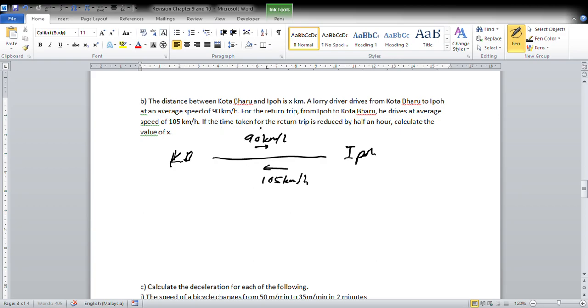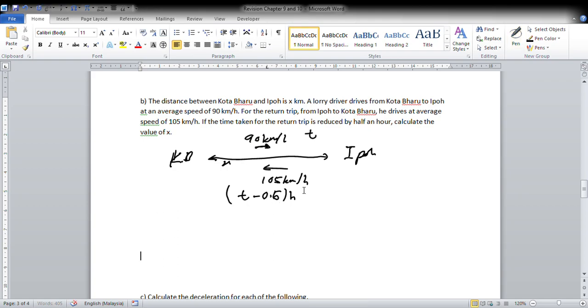If the time taken for the return trip is reduced by half an hour, calculate the value of x. We don't know the distance, but we know the time taken. Let's say the time taken here is t. If you travel at 90 km per hour, you need t from Kota Baru to Ipoh. For the return trip, the same distance x, the time taken is reduced by half an hour, so we minus half.